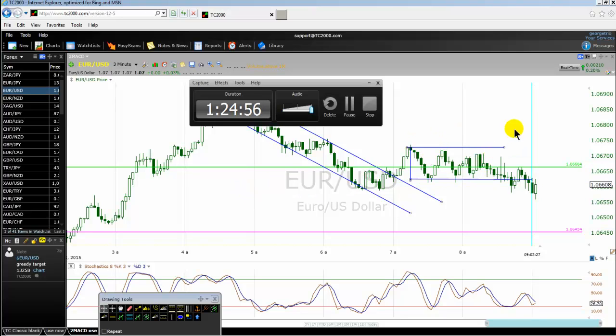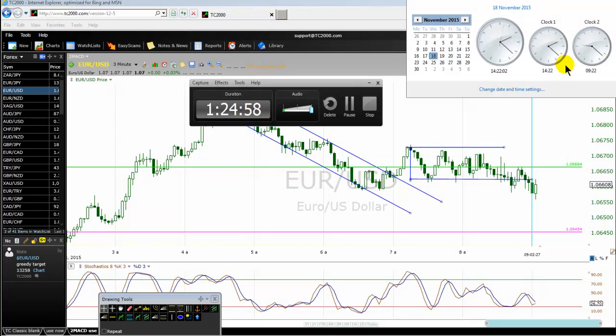All right. The time in London is 22 minutes past 2 p.m. In exactly 8 minutes, New York will be open. In New York, it is 22 minutes past 9 a.m.